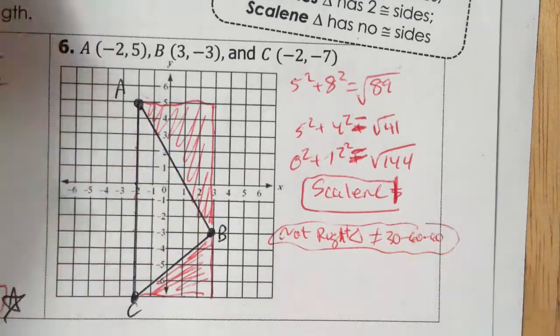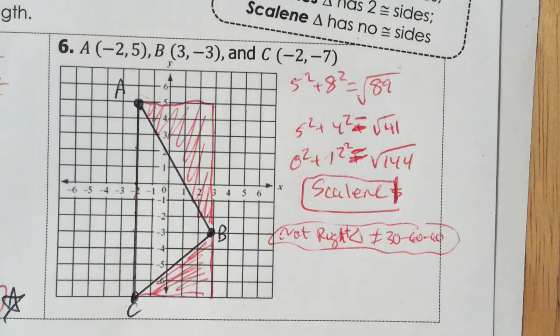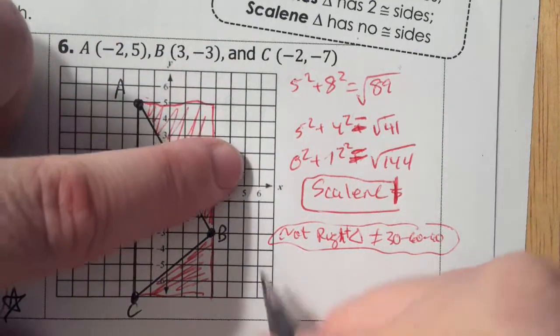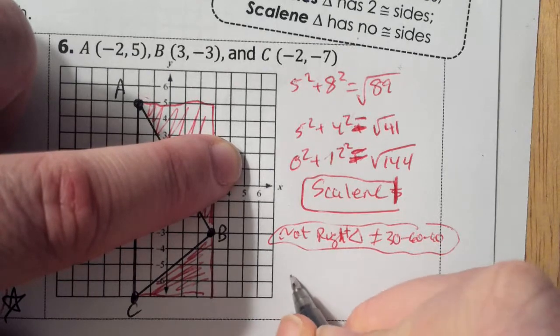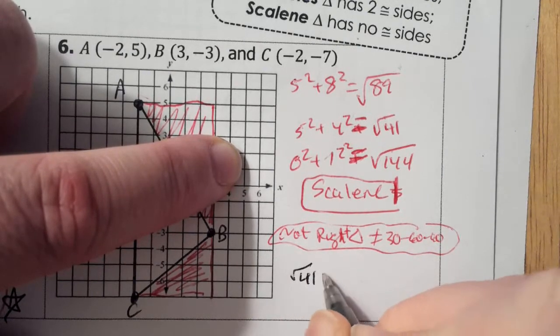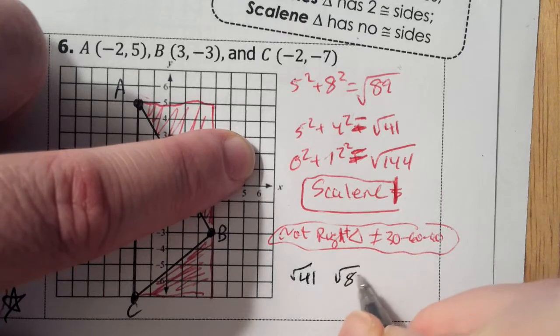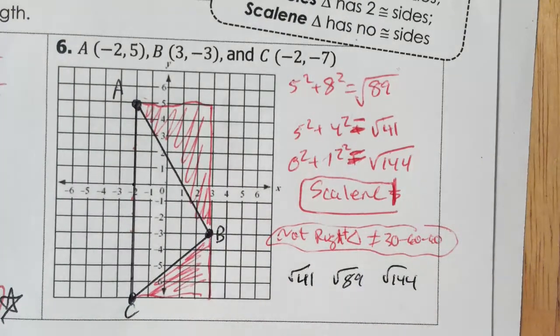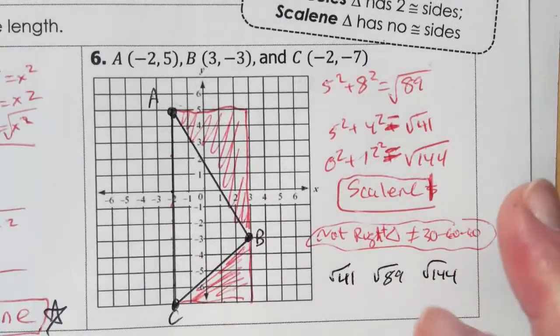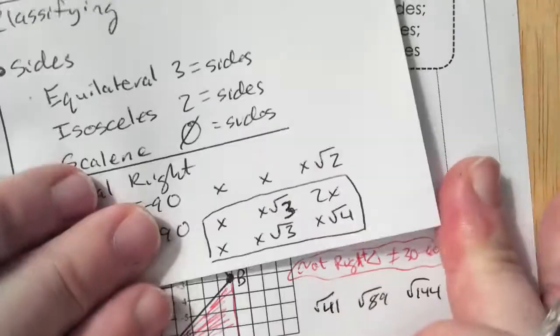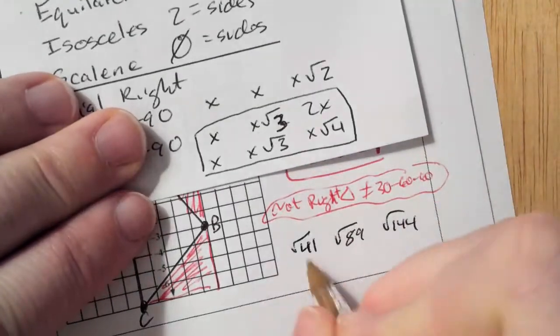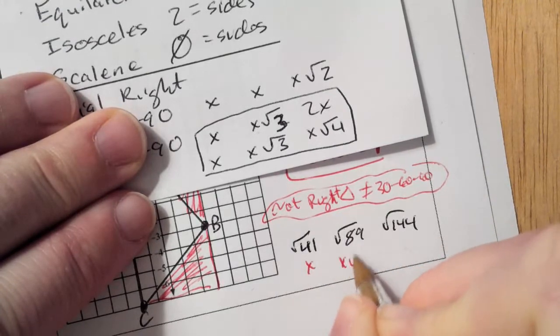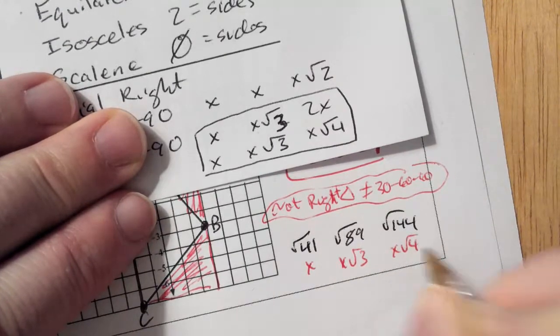Okay, but you guys need another example of seeing that, so let's just do it. We're just going to keep going. Put them in order from least to greatest. We have square root of 41, square root of 89, and square root of 144. We're going to see if this is a 30, 60, 90, which it is not, but we're going to do it anyway. So it's x, x radical 3, and x radical 4.